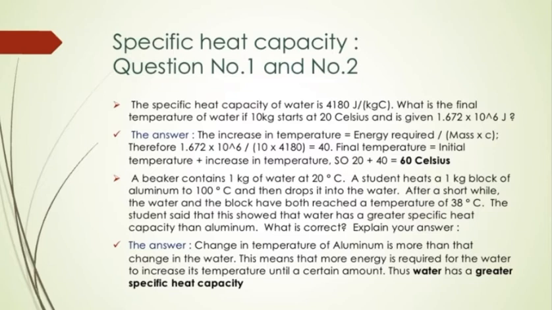The specific heat capacity of water is 4,180 joules per kilogram Celsius. What is the final temperature of water if 10 kilograms starts at 20 Celsius and is given 1.672 times 10 to the power of 6 joules?